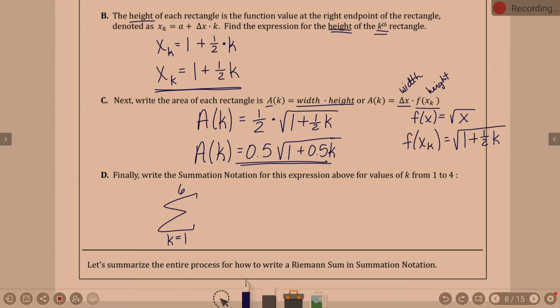What's the formula for the area of the rectangle? That's 1/2 times the square root of 1 plus 1/2 k. That's your summation notation. That's finding the sum of those 6 rectangles, because that was the formula for the area of the rectangle, k equals 1 to 6. Now, we could do this by hand. Plug in 1, 2, 3, 4, 5, 6.